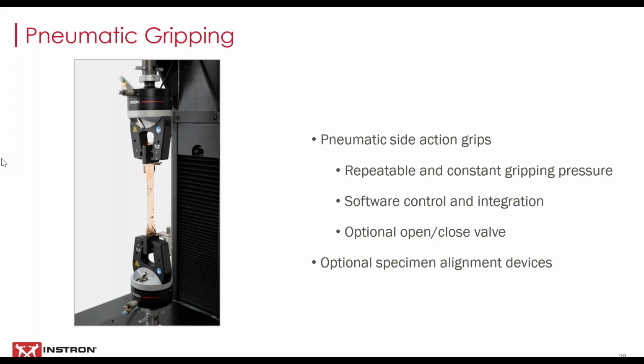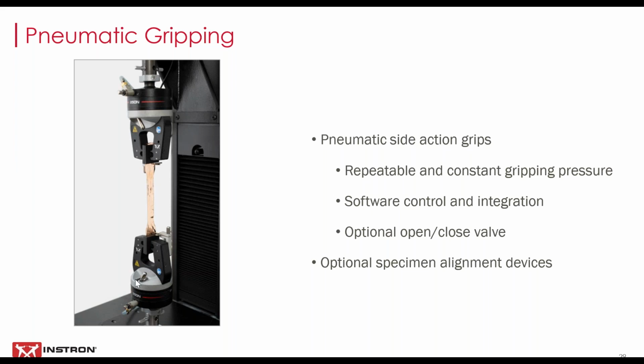And then another thing that can be very useful for high throughput, production level, or just R&D in general, is our optional open and close control valve. If you look at the picture to the left here, these are our 250 Newton pneumatic side action grips. It has a toggle. If you look at the bottom grip, you can see it pretty obviously in the front, that goes left to right. Yeah, Teresa's showing it right there.